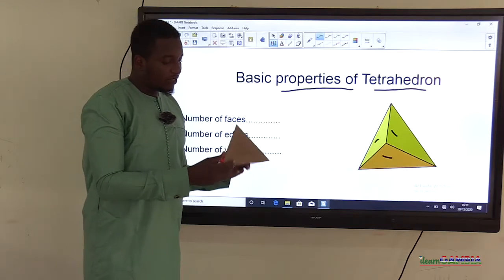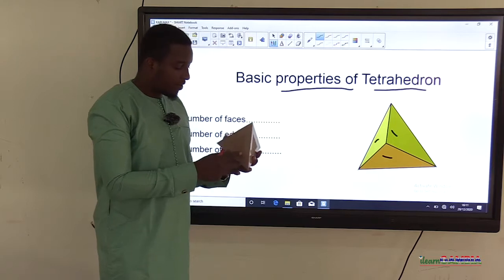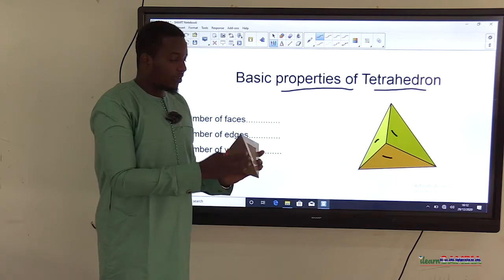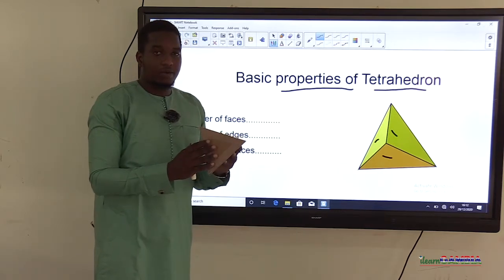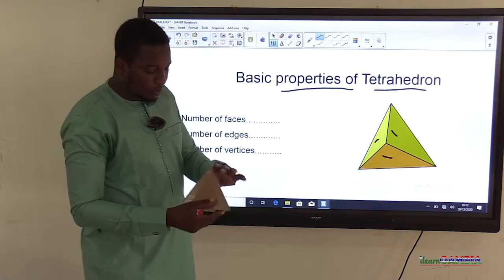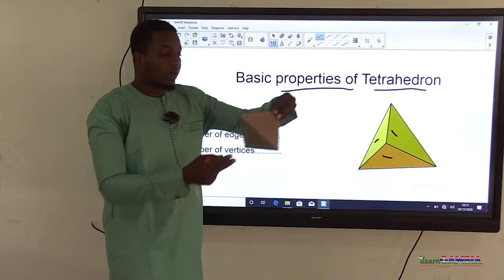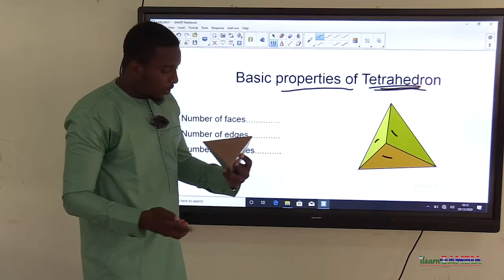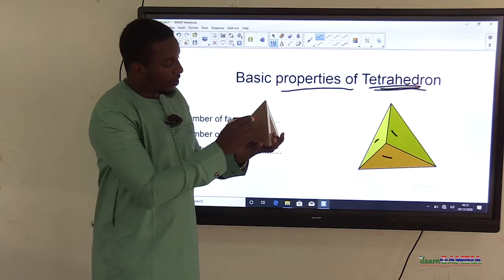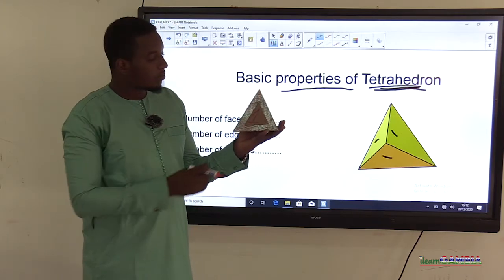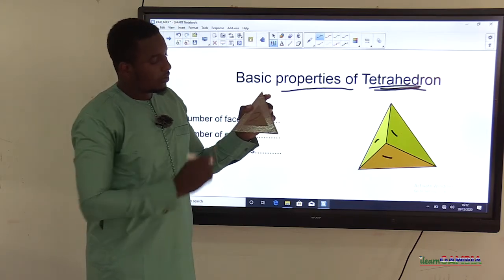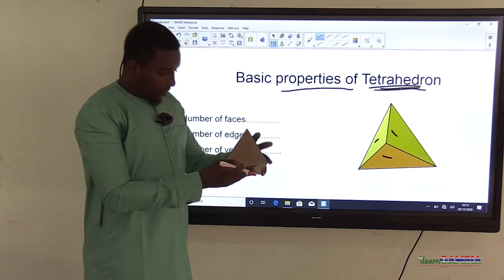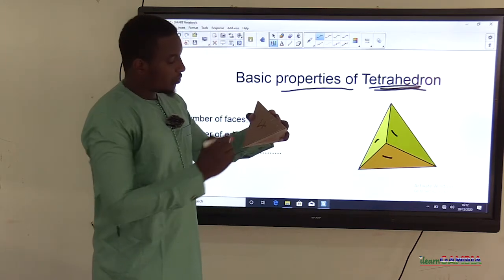We're going to label the faces in order to determine how many faces it has. Remember, it has faces in the shape of an equilateral triangle. That means that all the faces are equal, and that is why it is referred to as a tetrahedron. Now we count the number of faces that the figure has. That is 1. Here we have another face, 2. Here we have another face, 3. Here we have another face, 4.